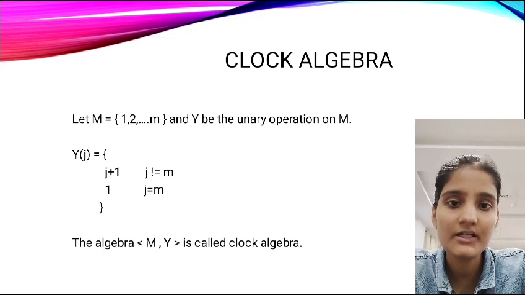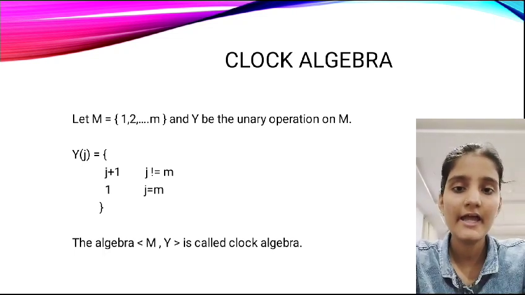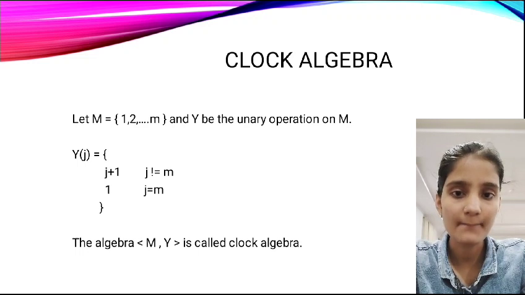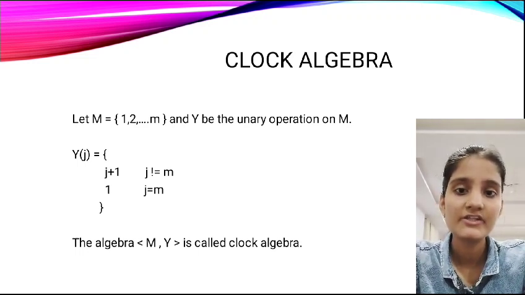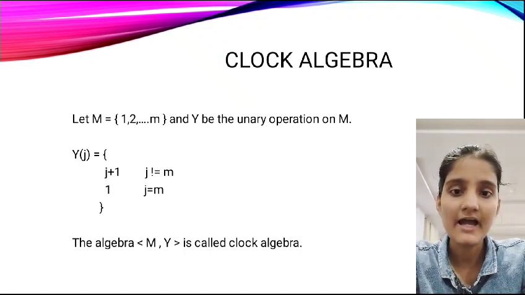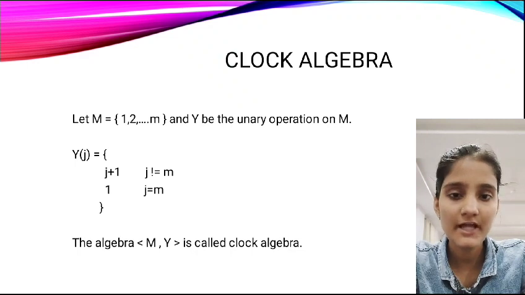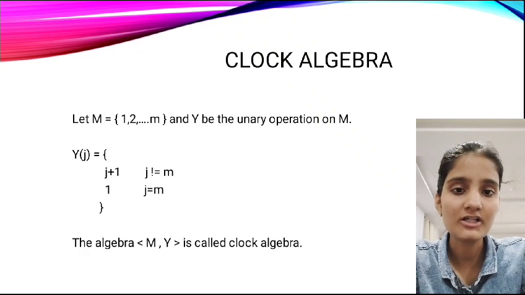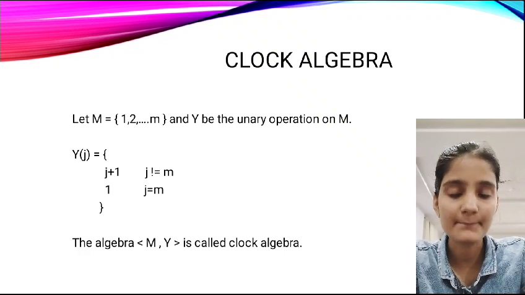Now we see the clock algebra. Let M be the set 1 up to M, and tau be the unary operation on M. So tau of J is equal to J plus 1 when J is not equal to M, and when J is equal to M, we consider 1. The algebra M, tau is called the clock algebra. We see what the clock algebra is with the help of an example.